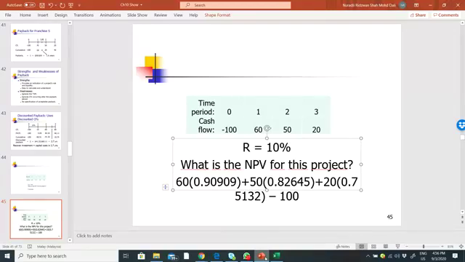For example, 60 times 0.90909, you get 54.5454, plus with 50 times 0.82645 equal to 41.3225, plus with 20 times 0.75132, you get 15.0264. Then you minus 100.